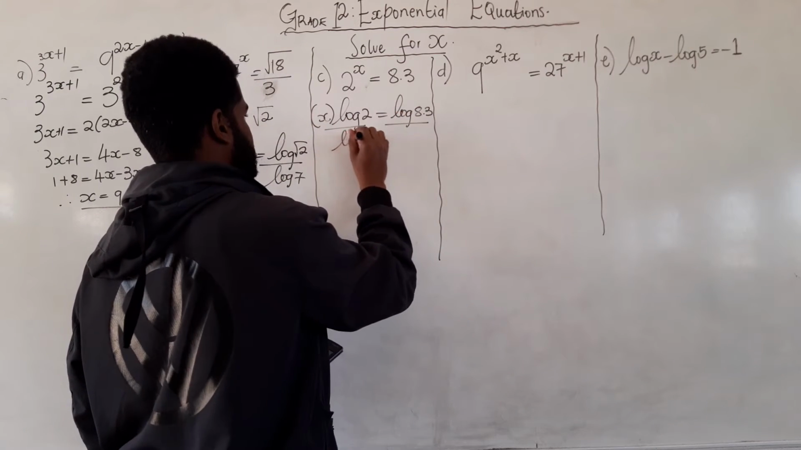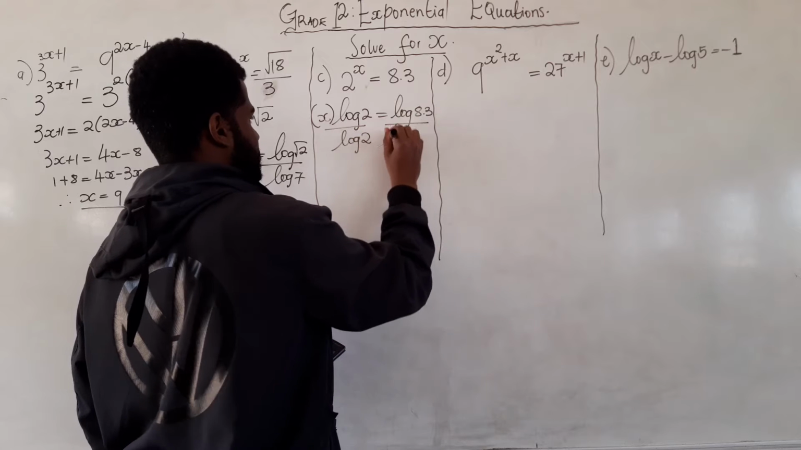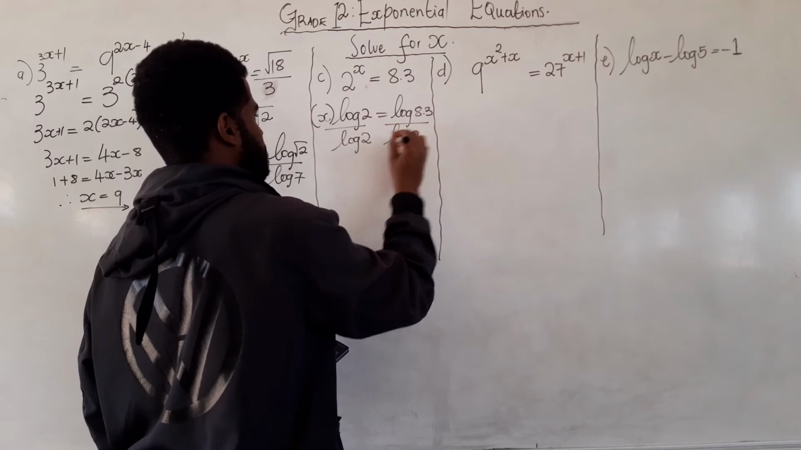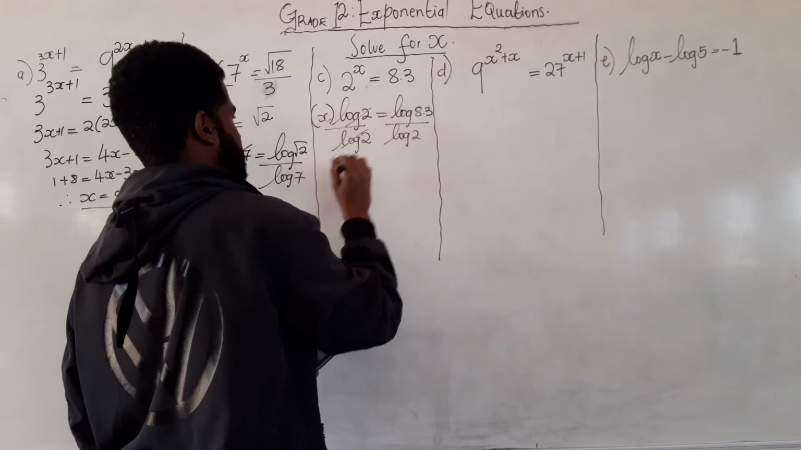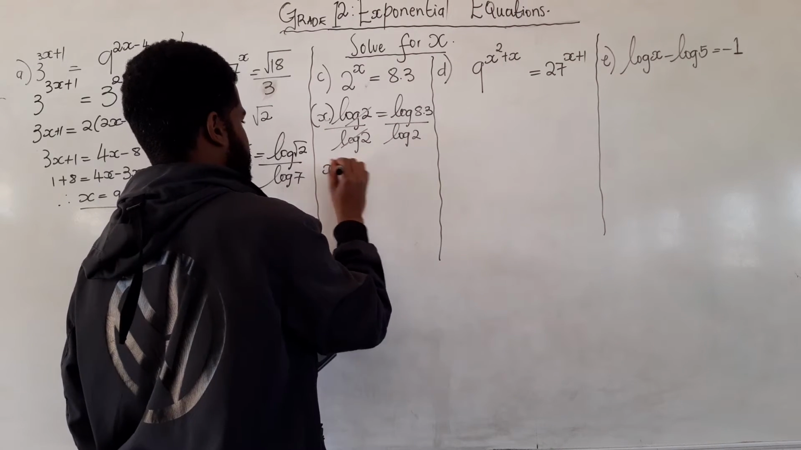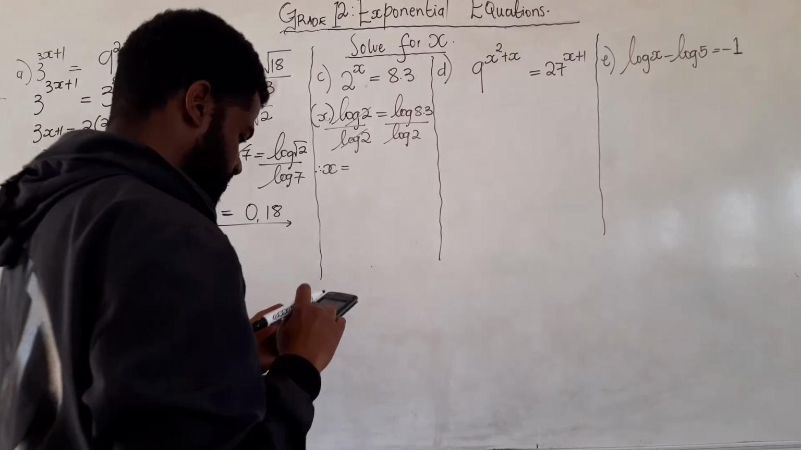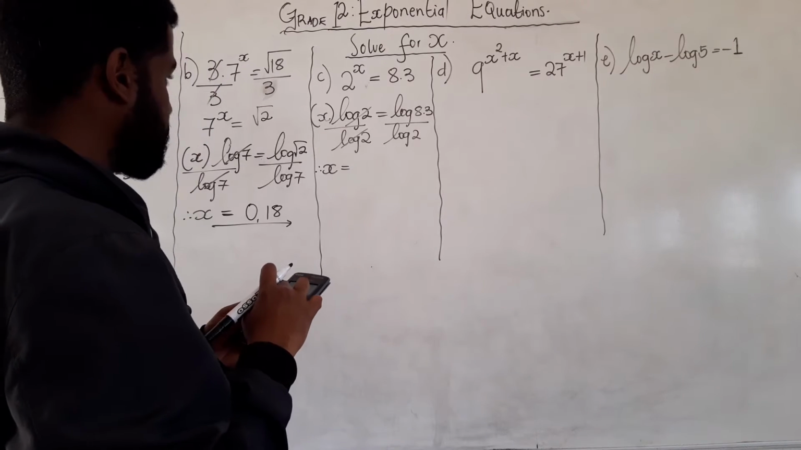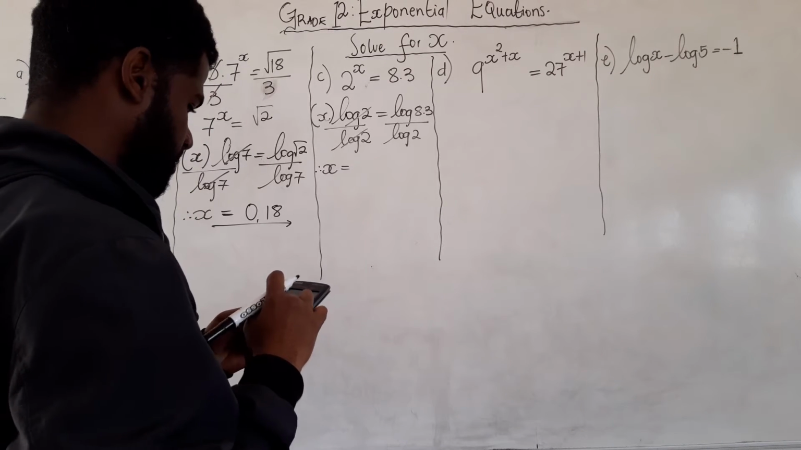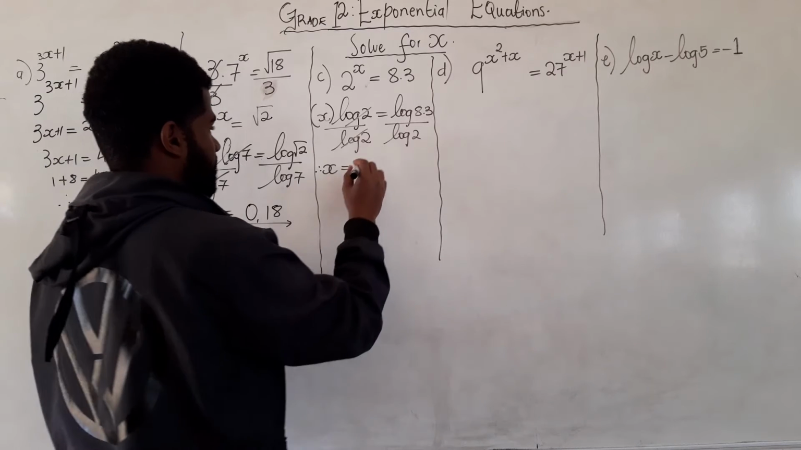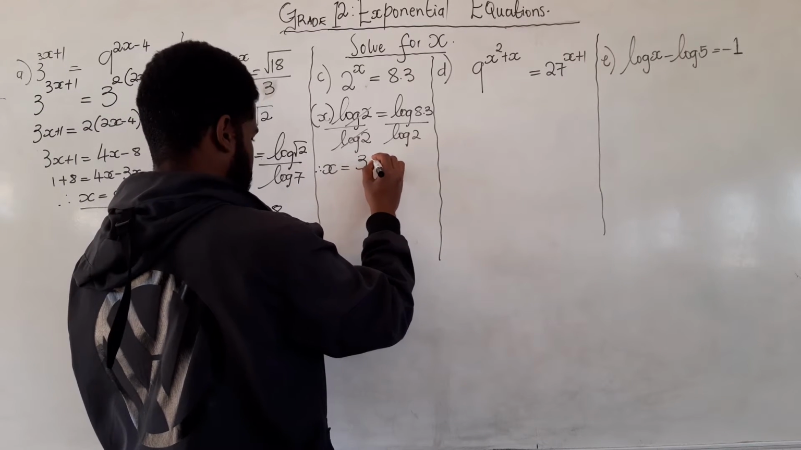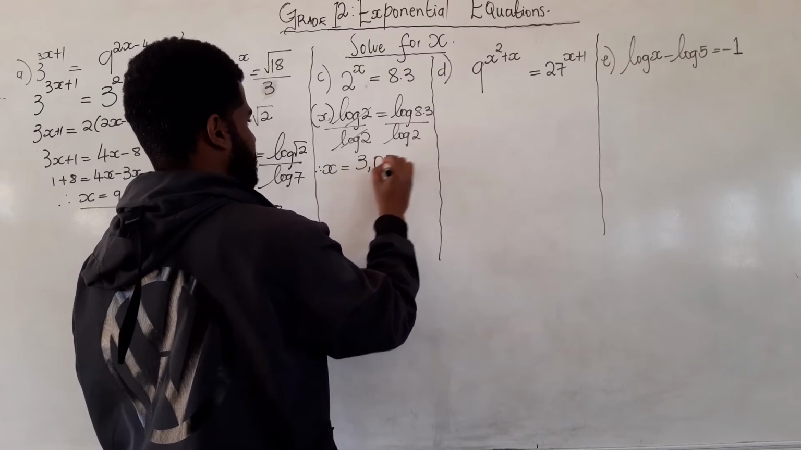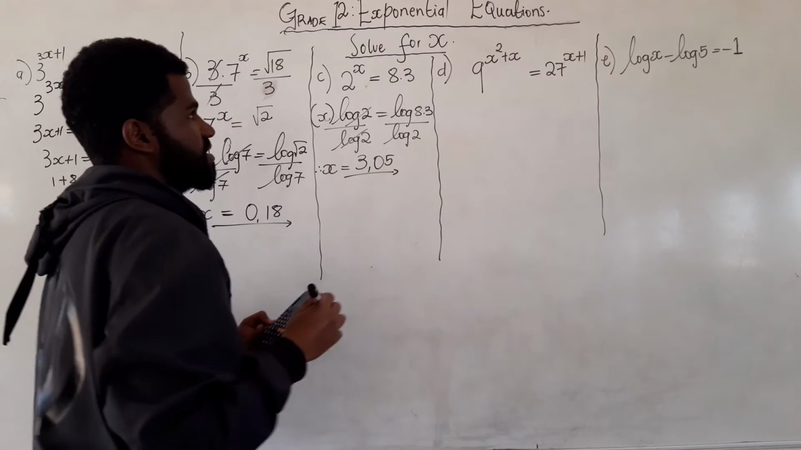Therefore, we divide both sides by log 2. This log 2 will cancel out this log 2. Therefore, your x is equal to log 8,3 divided by log 2. So the final answer is 3,05. And then you are done.